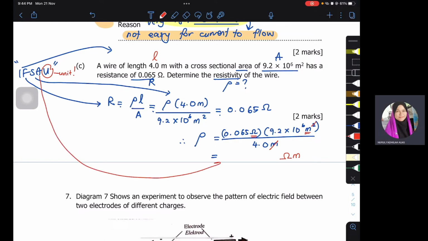Okay, what about the answer? So bacalah bismillah sikit so that you don't press your calculator wrongly kan. Kadang-kadang student bukan tak tahu, dia tersilap. So 1.495 times 10 to the power of 5 ohm meter. So if you have done all this, you should get full mark. So check.